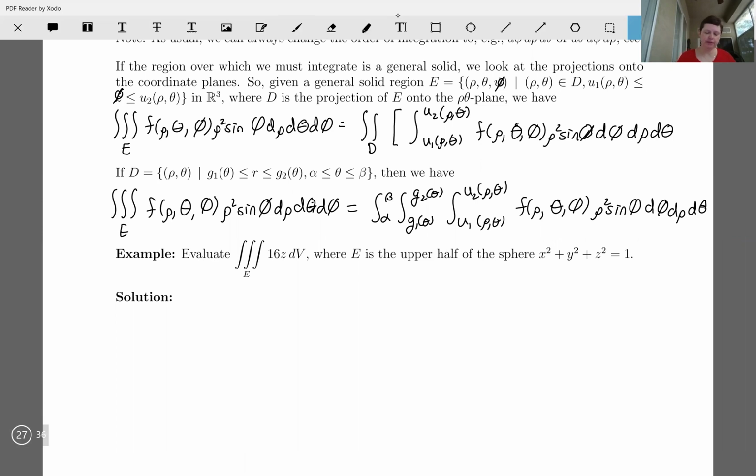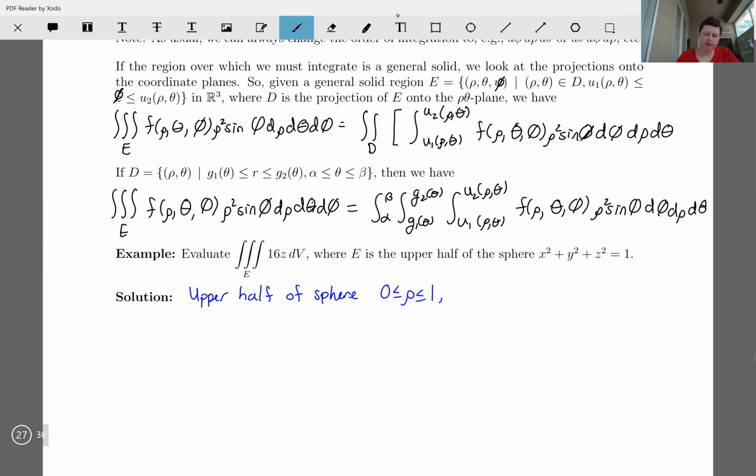Let's evaluate the triple integral of 16z dV, where E is given to be the upper half of the sphere x squared plus y squared plus z squared equals 1. So step one, of course, is to get our limits of integration. Since we have the upper half of the sphere, first of all, the left-hand side just says rho squared. So we have rho squared equals 1, and we're on the inside of that. And so our rho is going to be between 0 and 1.